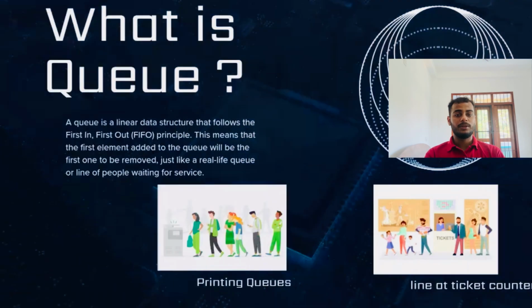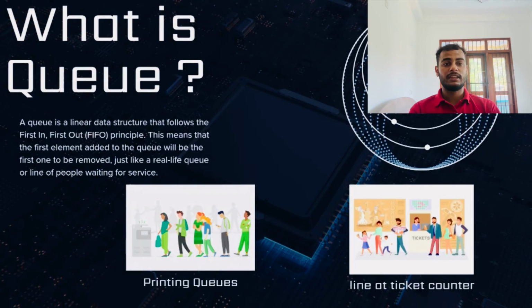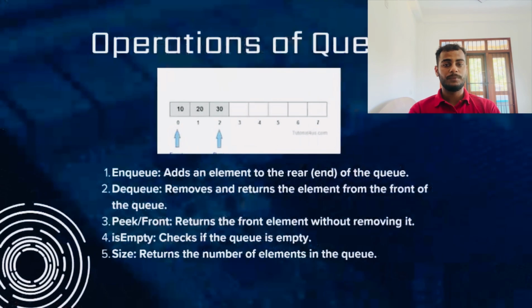So what is a queue? A queue is a linear data structure that follows the first in, first out principle. The first element added is the first one to be removed. Let's take a real world example. Think of a queue at a ticket counter. The first person in the line gets served first. And these are the operations of a queue: enqueue, dequeue, peek, is empty.